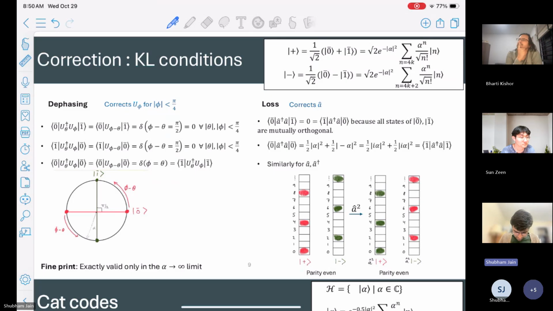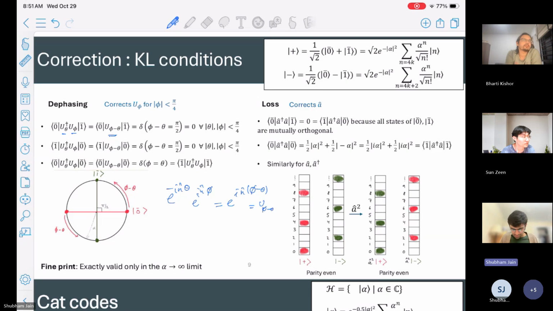Right. So first dephasing, we have these operators U theta and U phi, which bring about these errors. U theta dagger U phi is just going to be equal to U of phi minus theta, because the operators would be something like this. And since n hat and n hat obviously commute, this is just equal to e to the i n hat (phi minus theta), which is U of phi minus theta.